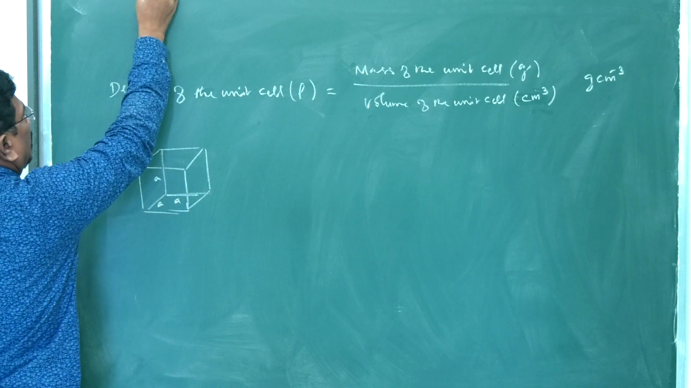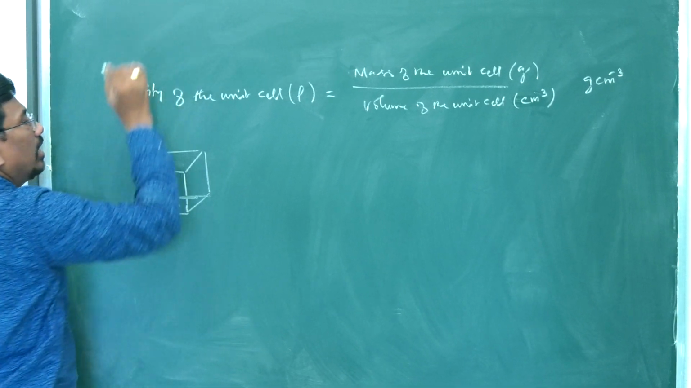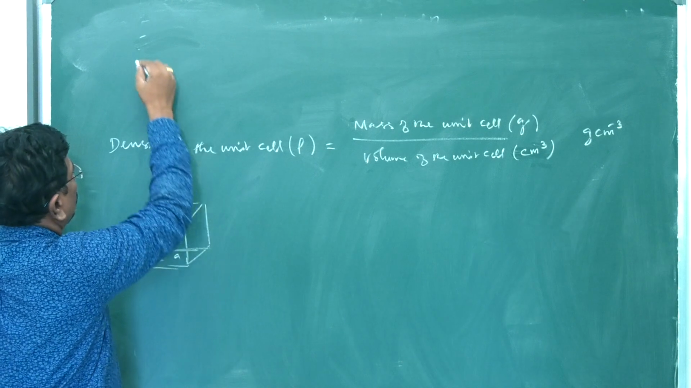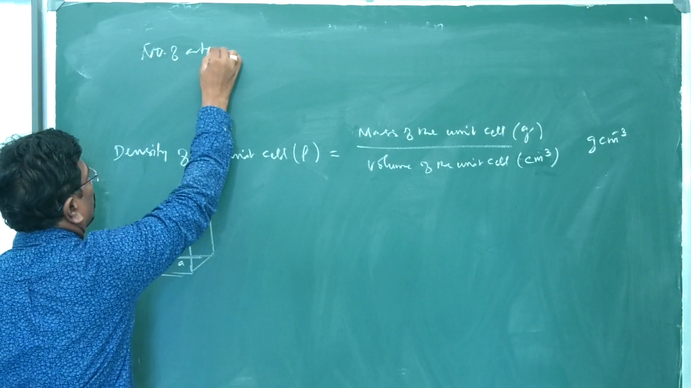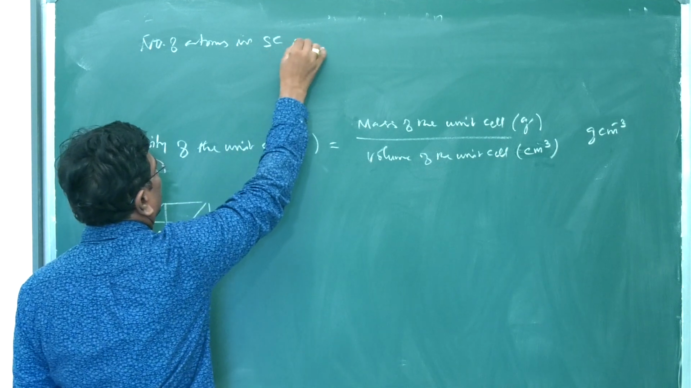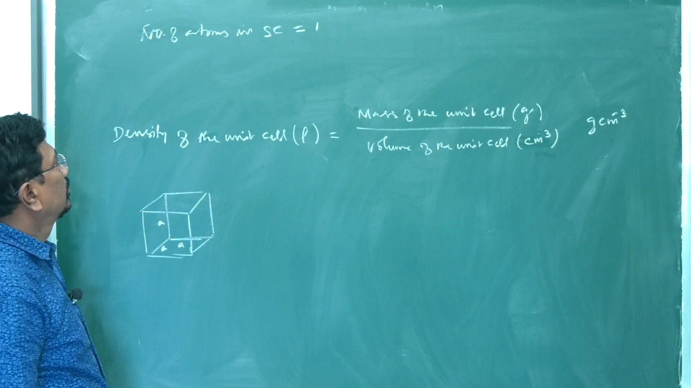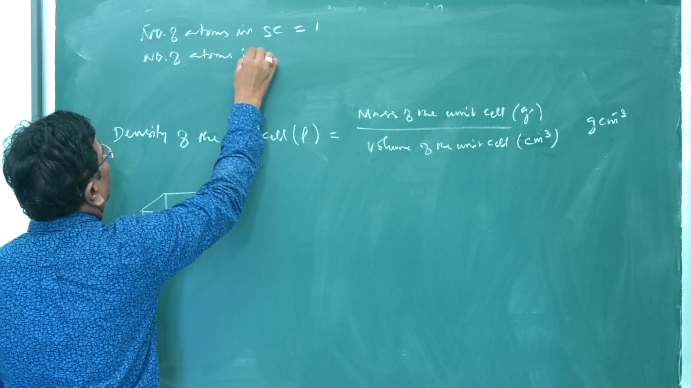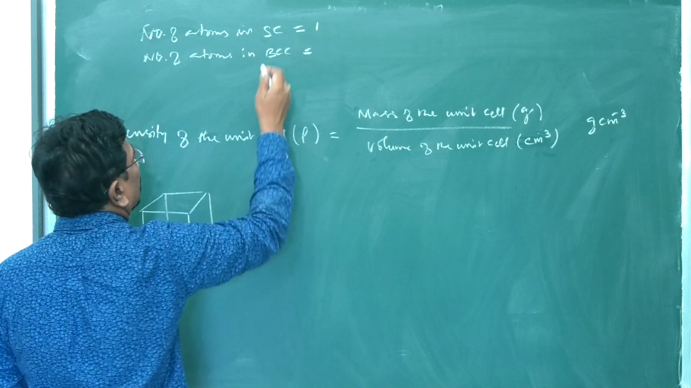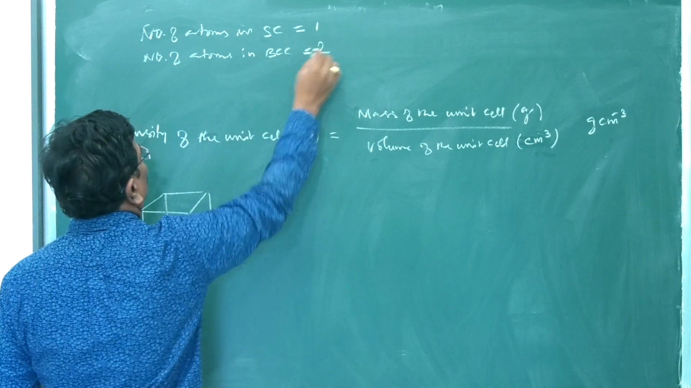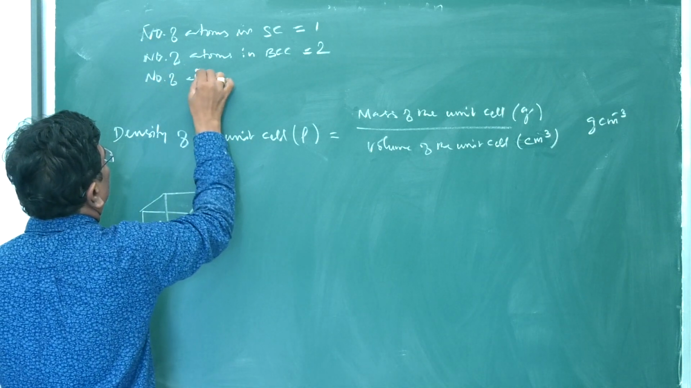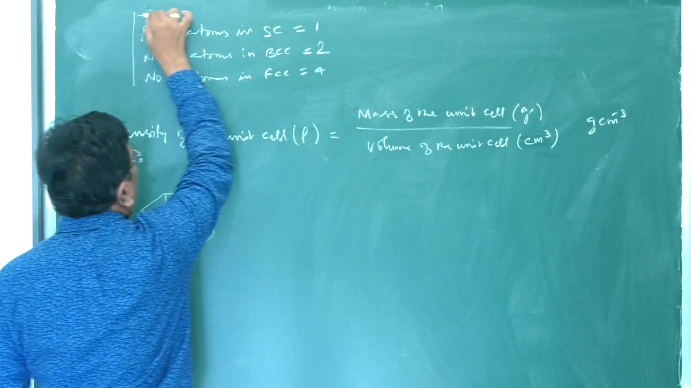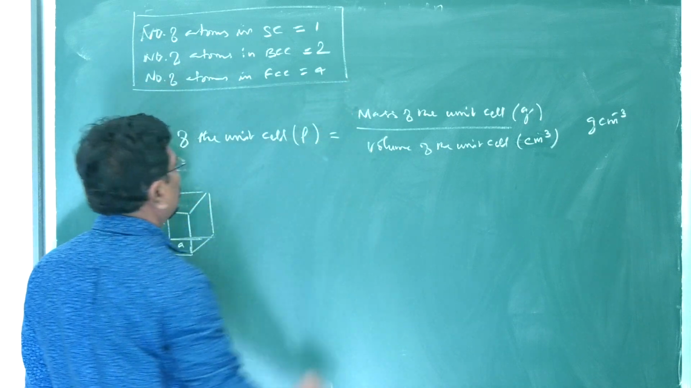Different unit cells, for example, simple cubic unit cell has how many atoms per unit cell? It is only one. So number of atoms in SC is equal to 1. Number of atoms in a particular unit cell of BCC is 2. Number of atoms in the unit cell of FCC is equal to 4. That we know already, that we should know. Always we have to remember this.